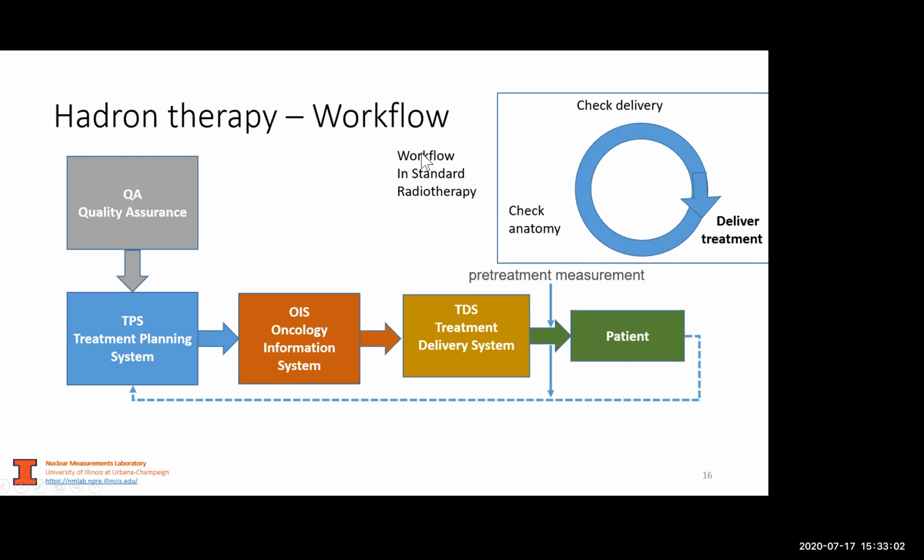Now, in a standard workflow in radiotherapy that you can see here, this loop is a closed loop, because the clinician checks the anatomy of the patient through imaging and through the TPS, and then checks the dosimetry of the treatment plan, and finally that the treatment is delivered. And the critical component that makes this loop closed is the in vivo dosimetry. In vivo dosimetry nowadays is possible in radiation therapy, while it's not in hadron therapy. So this is a big lack that we currently have and that we've been focusing on.